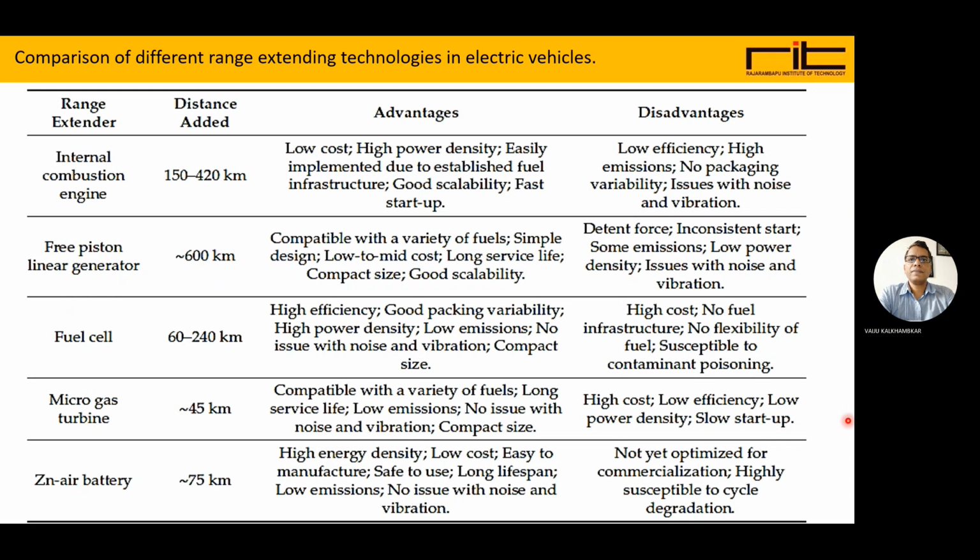The next range extender is the zinc air battery. Range is about 75 kilometer, which is added or extended. Advantages are high energy density, low cost, easy to manufacture as it is a battery, which is a well matured technology, safe to use, long lifespan, very low emissions, and no issues with noise and vibration, which is one of the advantages of batteries. Disadvantages: not yet optimized for commercialization, and highly susceptible to cycle degradation and reduced life.